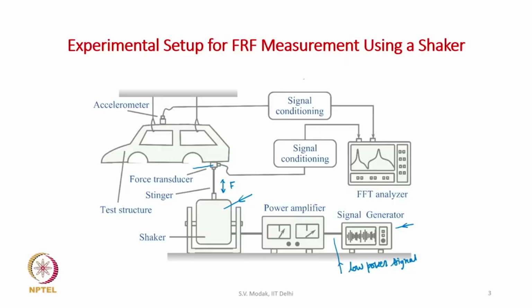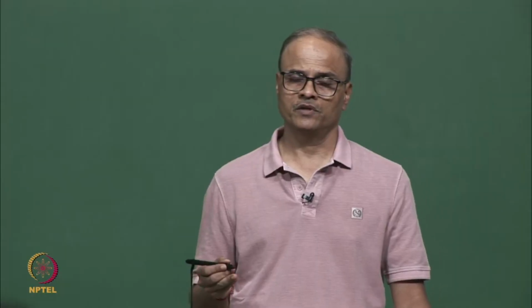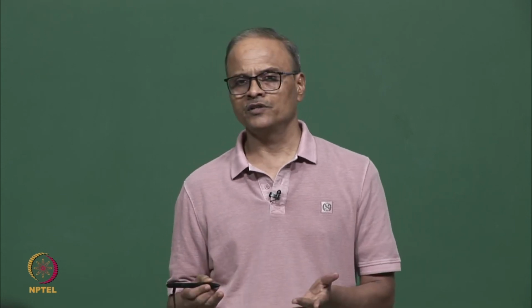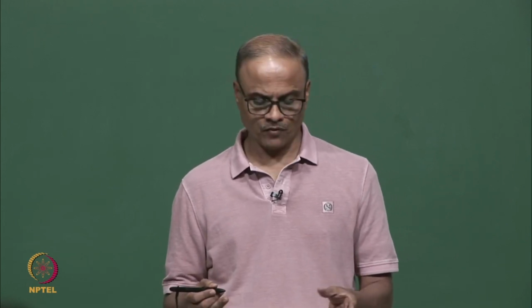Then, when the structure is excited, the vibration response of the structure is measured. In this case you can see an accelerometer has been used. The output of the accelerometer and the output of the force transducer are then fed to the FFT analyzer. Now, the outputs of these transducers may have to be conditioned. So, we may require some signal conditioning in between the FFT analyzer and the transducers, and whether it is required or not, and what kind of conditioning is required, depends upon the type of these transducers. So, there are three possibilities.